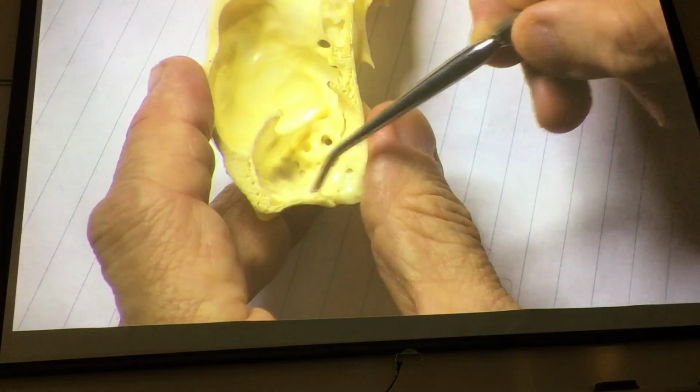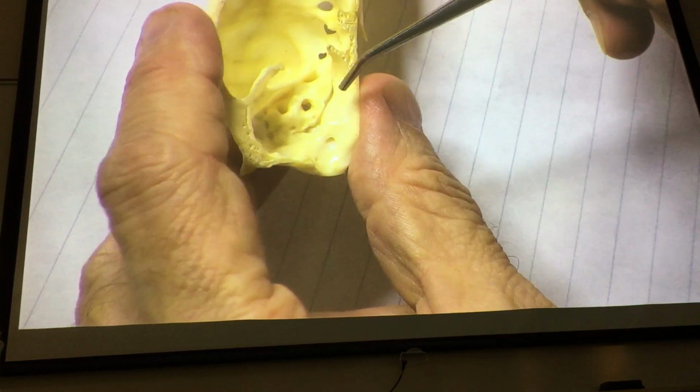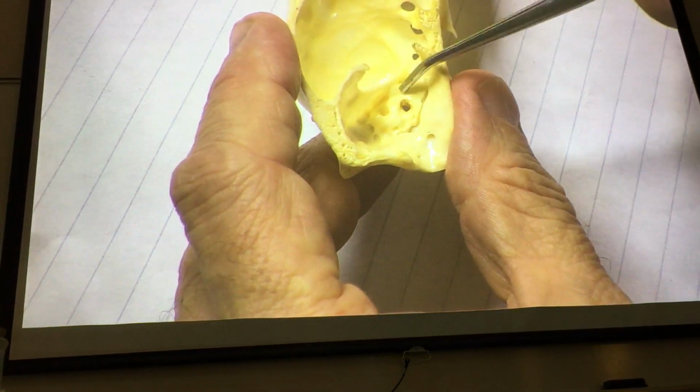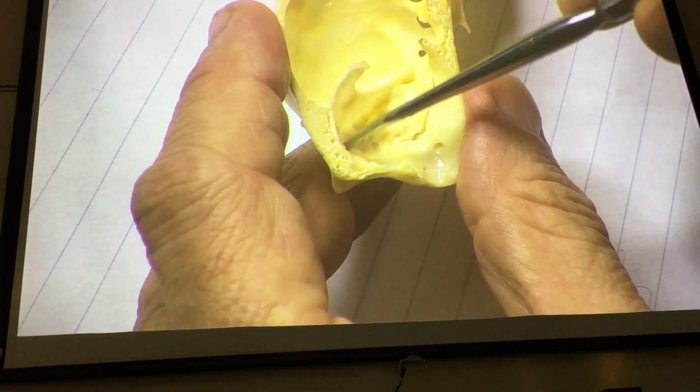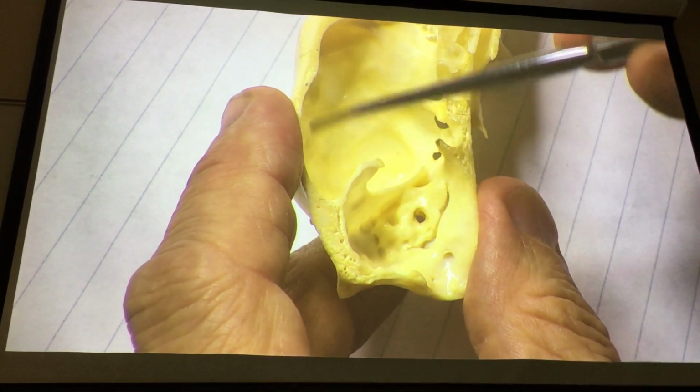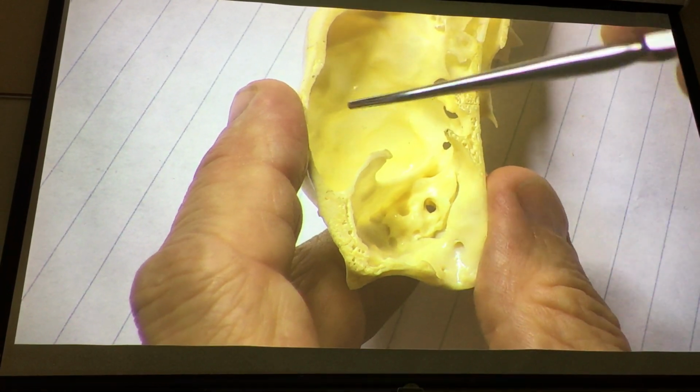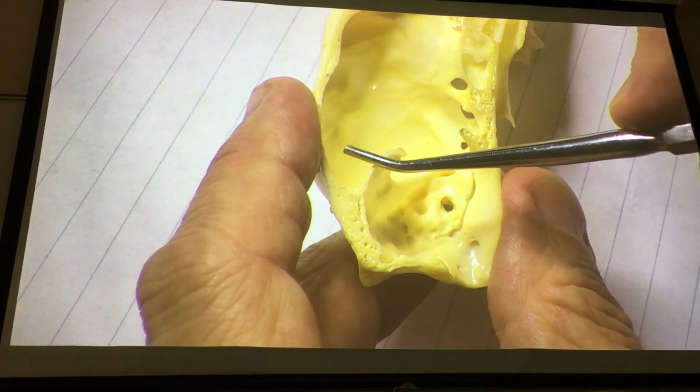So there's our exoccipital, supraoccipital. We have a plate here that divides where the cerebellum is from the cerebrum inside the skull. That's called a tentorium. We don't see that in human skulls.